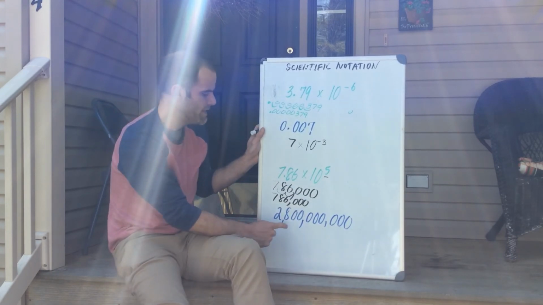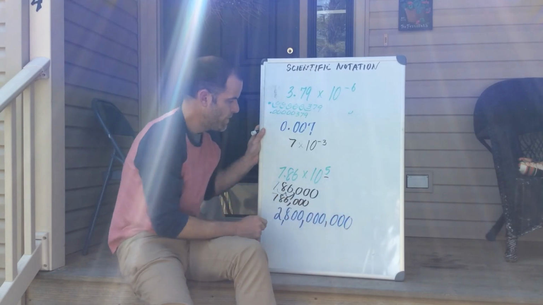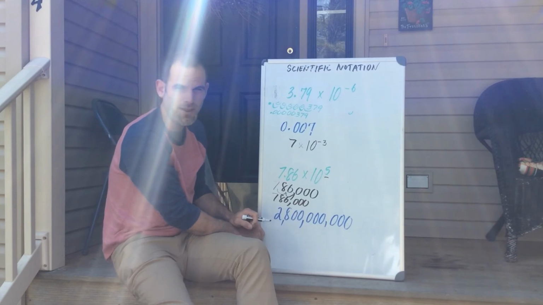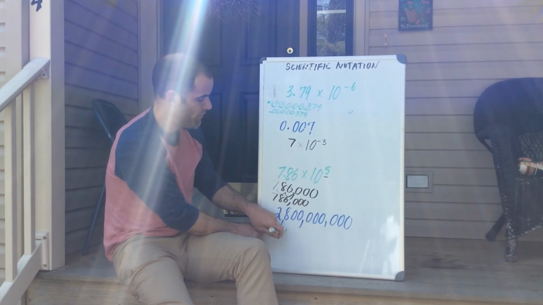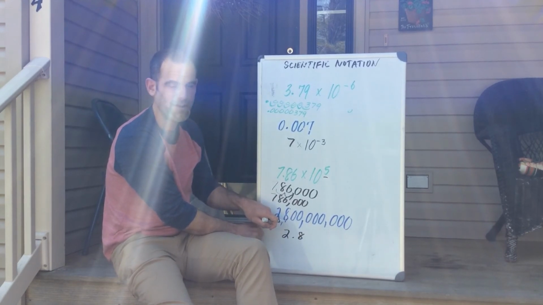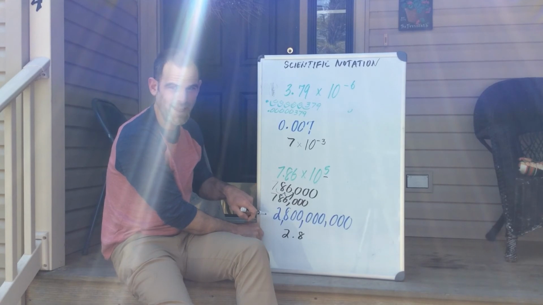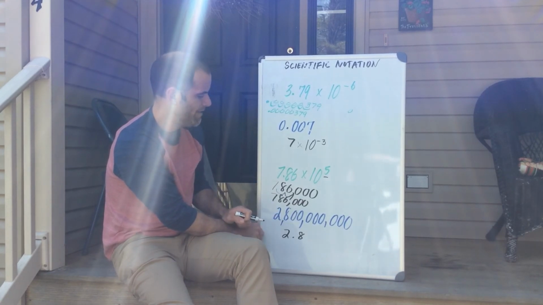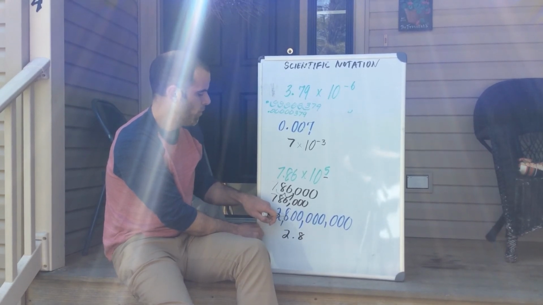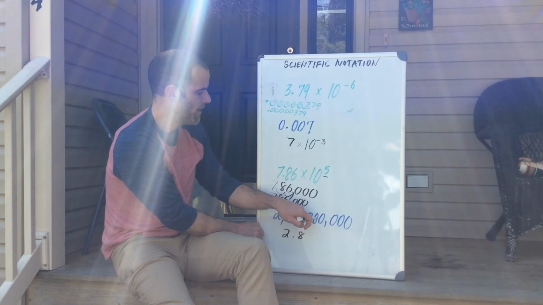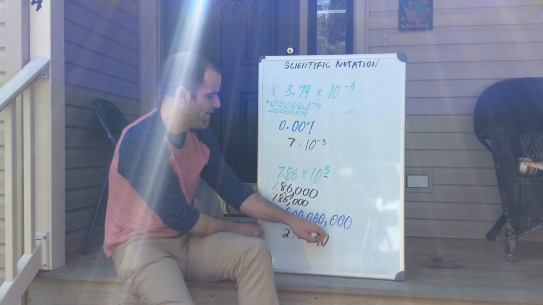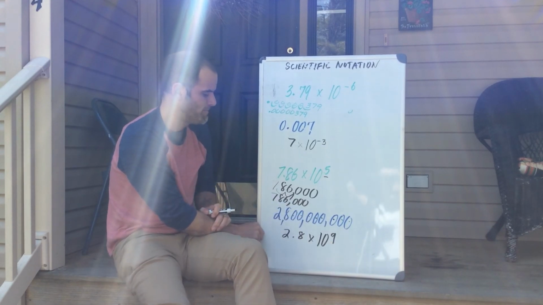Alright? Down here, really large number, which means I'm going to have a positive exponent. So I'm going to write a number between 1 and 10. Now where do you think that is? It's going to be between the 2 and the 8. If I put it after the 8, it would be 28. That's bigger than 10. If I put it before the 2, that's less than 1. I have to have 2 and 8 tenths. And then I'm going to count. How many places do I have to move the decimal? 1, 2, 3, 4, 5, 6, 7, 8, 9. Times 10 to the 9th power.